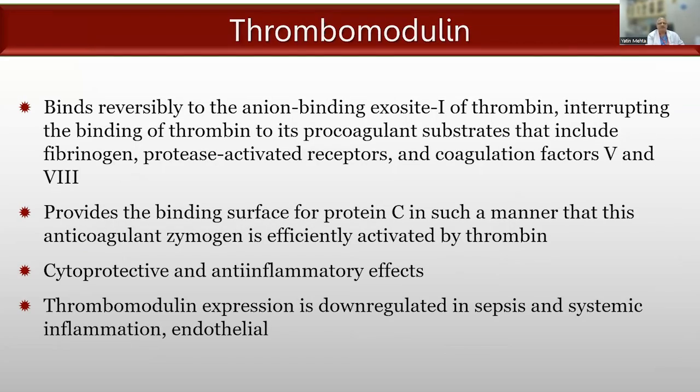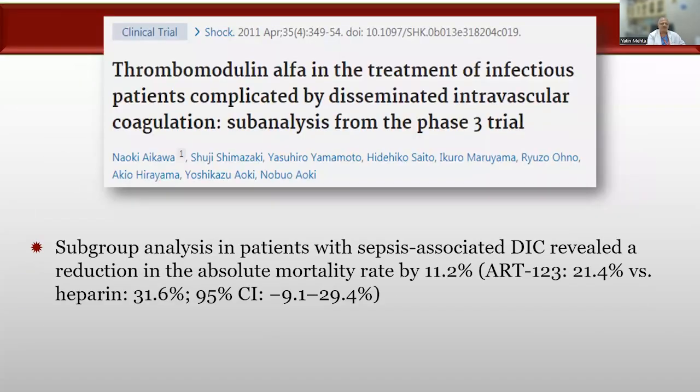Some of the newer agents: thrombomodulin binds reversibly to the anion binding exosite of thrombin, interrupting the binding of thrombin to its coagulant substrate. It provides the binding surface for protein C. It also has anti-inflammatory effects. So this was a Japanese paper. It was invented in Japan. Subgroup analysis in this paper with SIC revealed a reduction in absolute mortality by 11%.